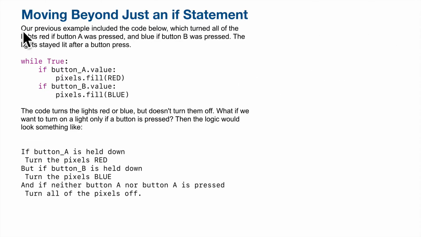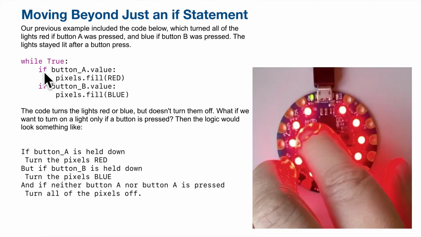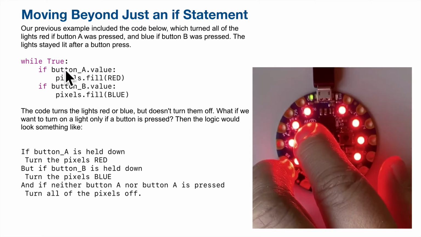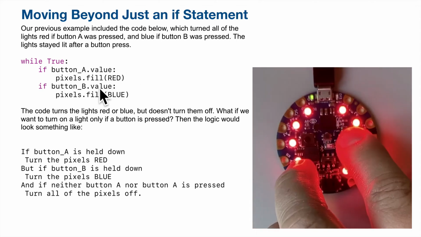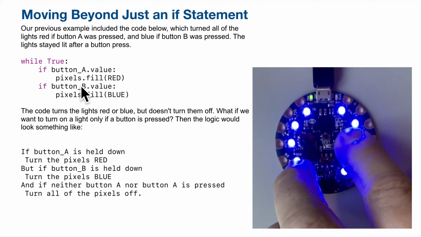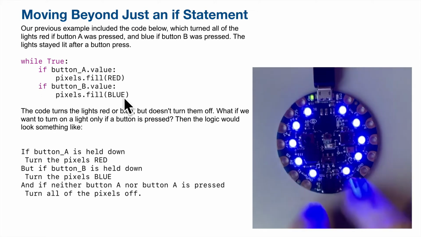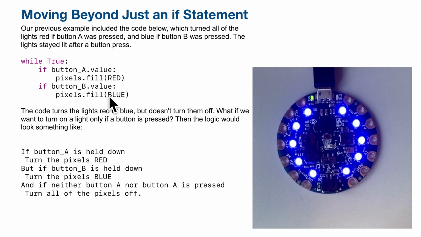Now, in our last lesson, we created a while true loop that had two if statements in there. One said if button A dot value, which means if button A was being pressed, turn all of the lights or pixels red. And the second statement said if button B was being pressed, button B dot value is true, then turn all of the pixels or all of the lights blue.